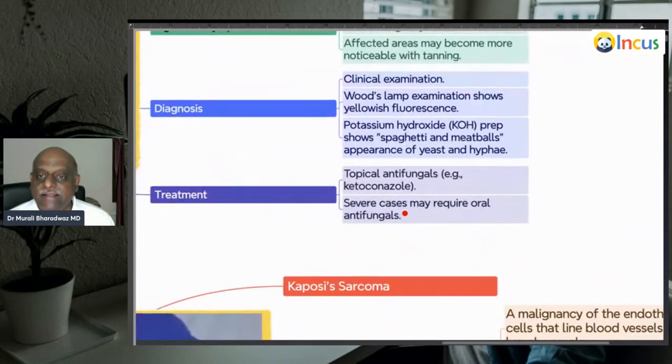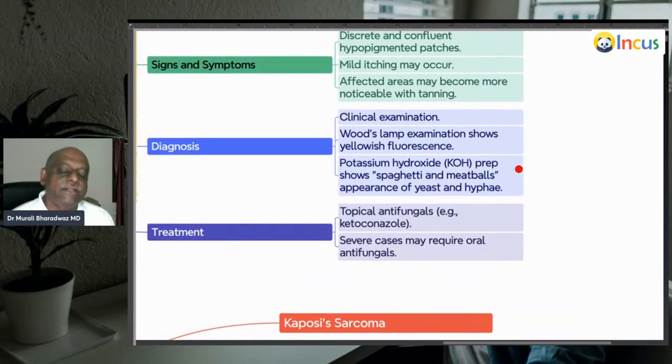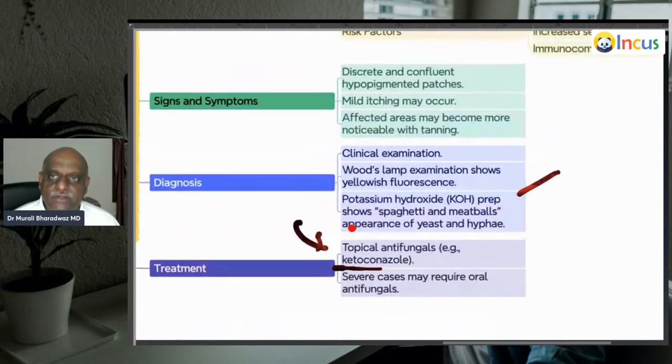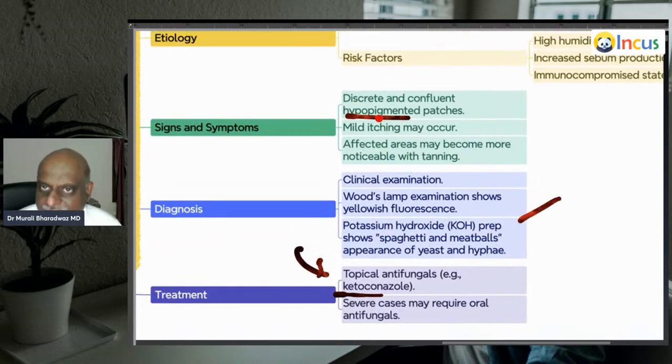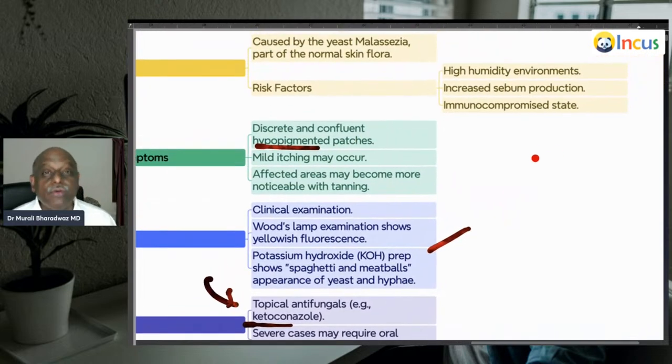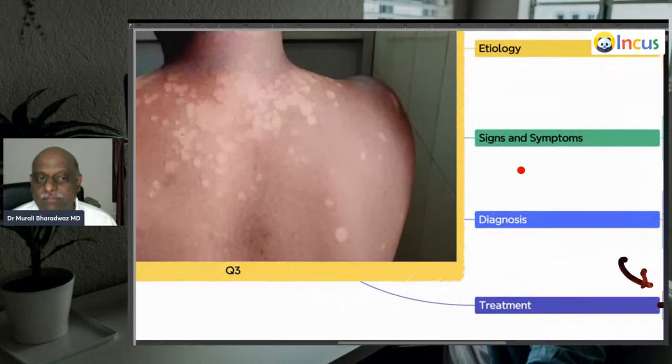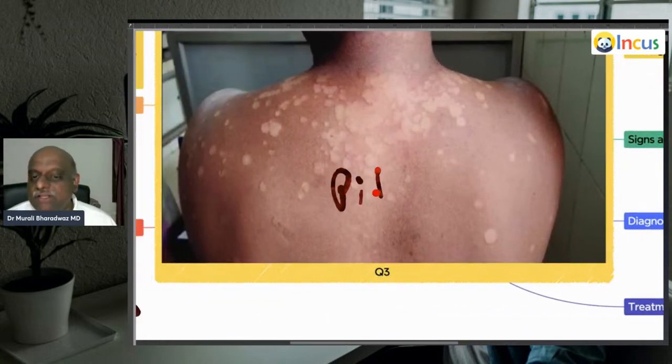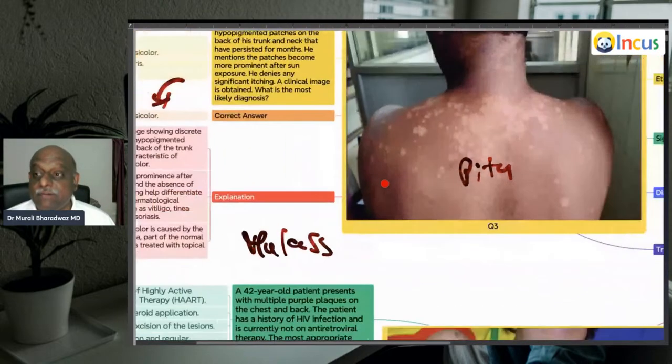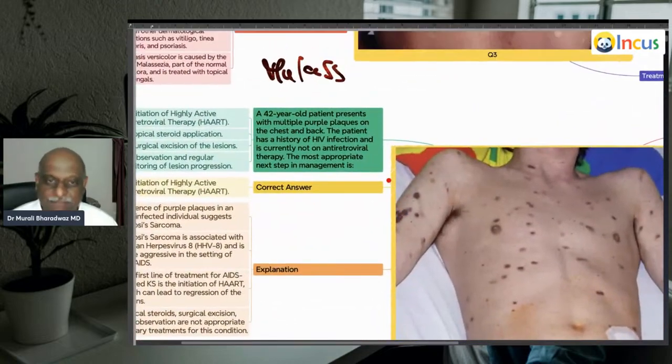So anything, the high yield facts you need to know, doctor, about Malassezia furfur: spaghetti and meatball appearance of the yeast and hyphae whenever you put on KOH. Topical antifungals like ketoconazole is the one which is used, and you find hypopigmented patches. And those who live in highly humid areas like Coimbatore, Visakhapatnam, etc., they're all vulnerable to develop the pityriasis versicolor, which is different from pityriasis alba, which we discussed yesterday.